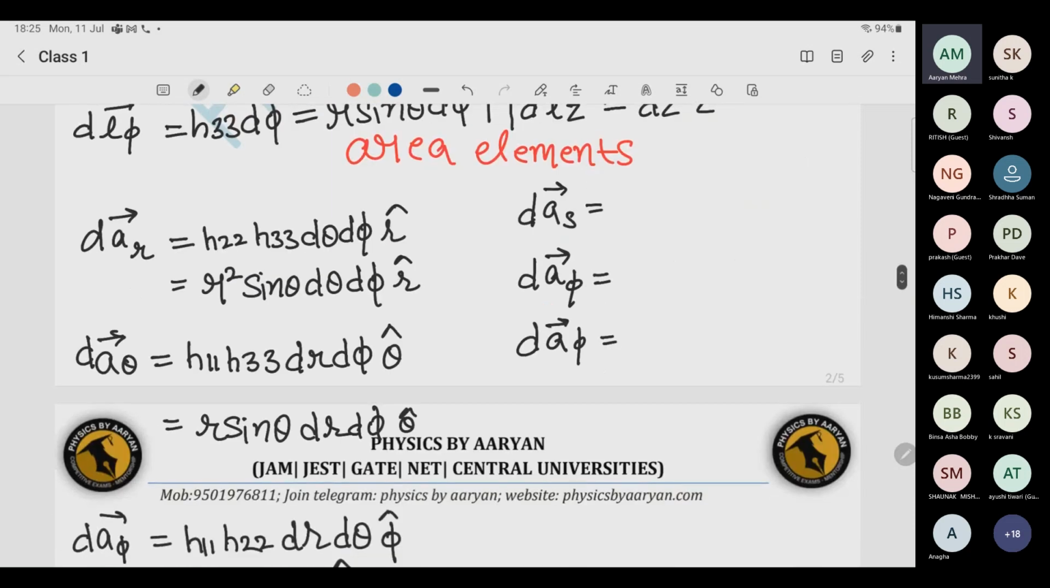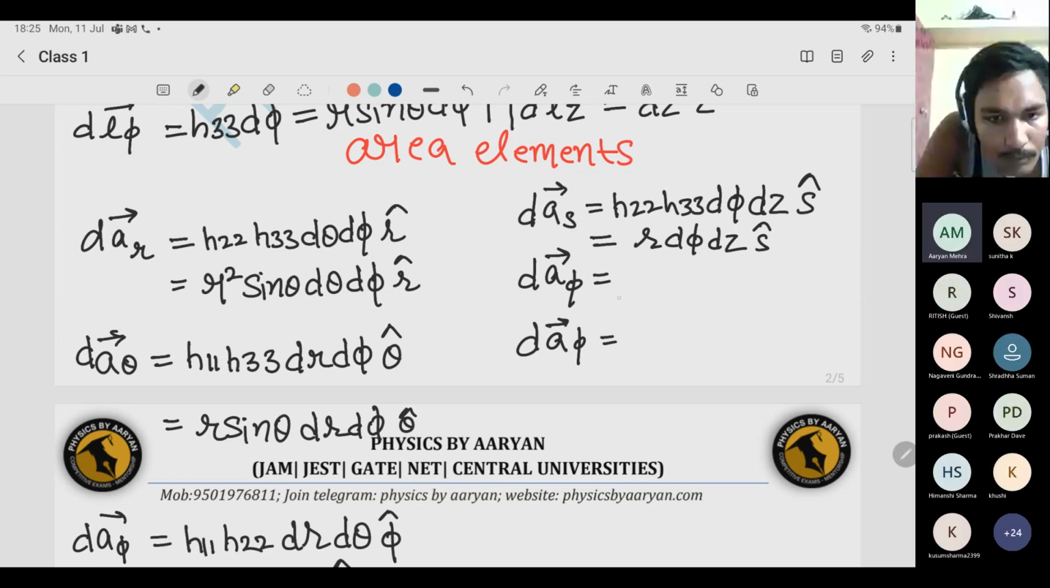Okay, now coming to the next thing. What should I write? The first I will do for you. That will be h22 h33 d phi dz into s cap. So this will be r d phi dz into s cap. So what will be here now? The second element.